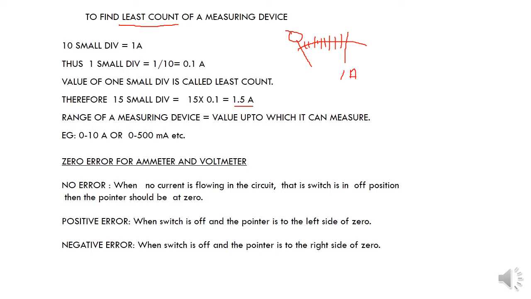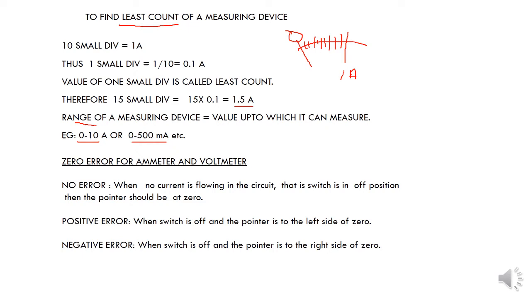Range of a measuring device means the maximum value, from 0 to which value it can measure, that is from 0 to 10 ampere or 0 to 500 milliampere. Zero error for ammeter and voltmeter: zero error means when no current is passing through the circuit and the pointer is coinciding with the 0, showing 0, then we say it has no zero error.